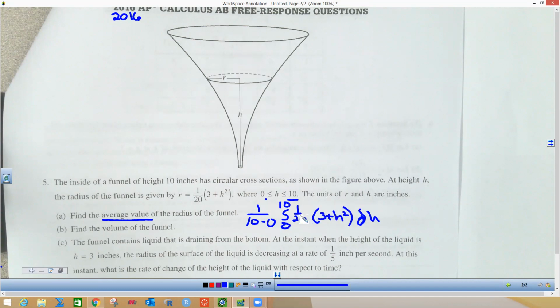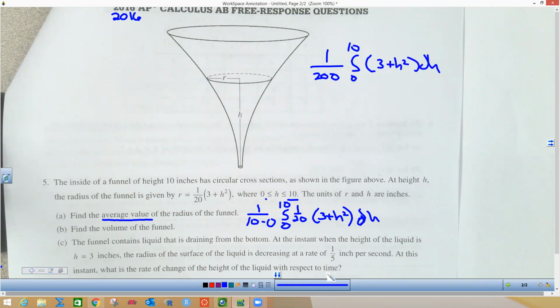The first thing you want to do here is take your 1/20th out with your 1/10, and that would be 1/200th, integral from 0 to 10 of this function 3 plus h squared dh. And then we are simply going to do our rules. So we've got this 1 over 200th out front, and then the integral of 3 gives us 3h, plus the integral of h squared, which is h cubed over 3, and we're doing that from 0 to 10.